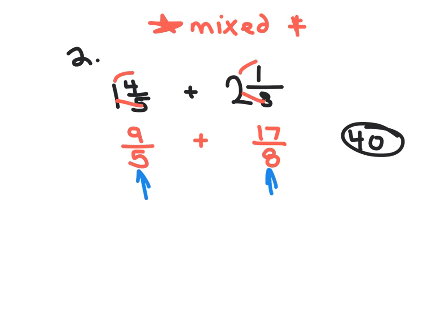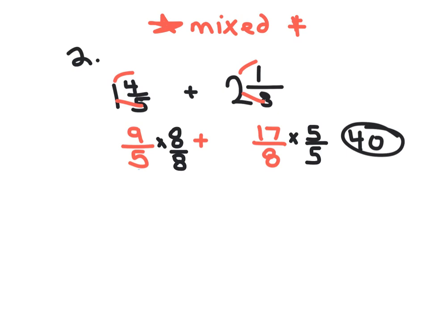So I will go ahead and multiply 9 over 5 times 8 over 8, because 5 times 8 is 40. And I'm going to multiply my second fraction by 5 over 5. 8 times 5 gives me 40.